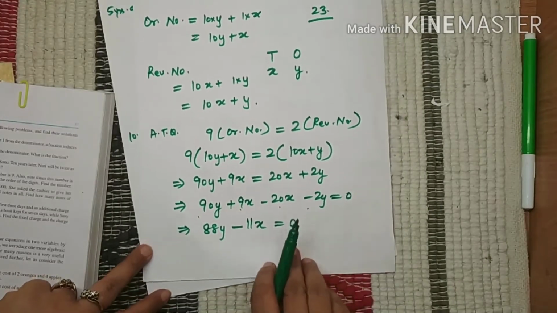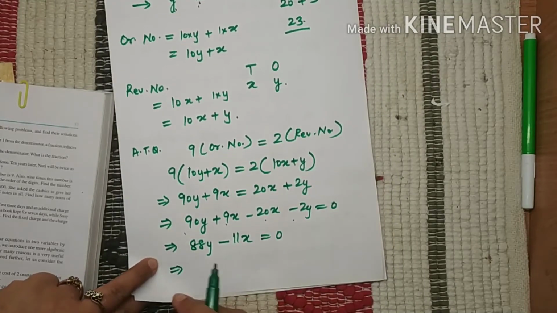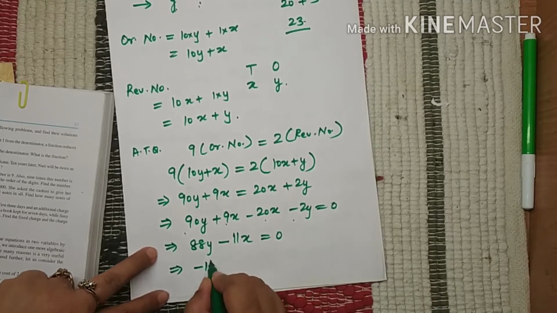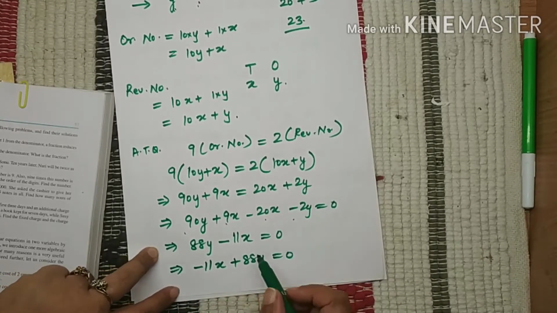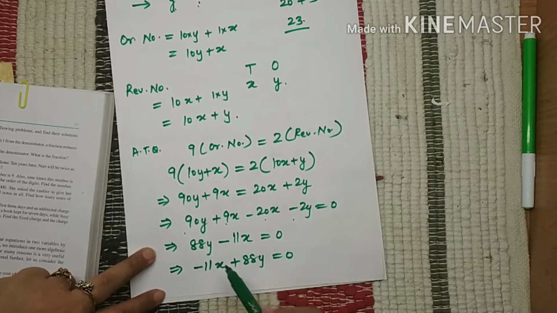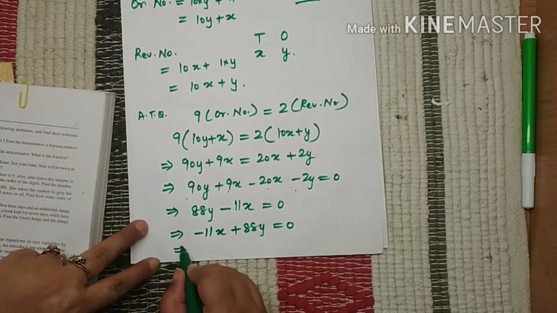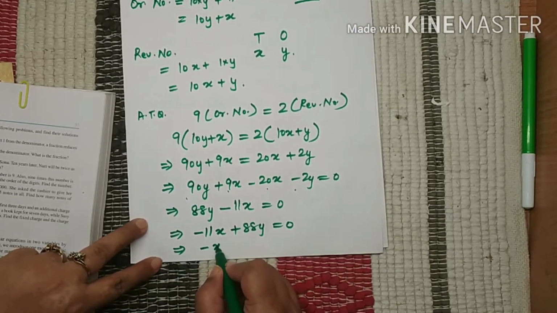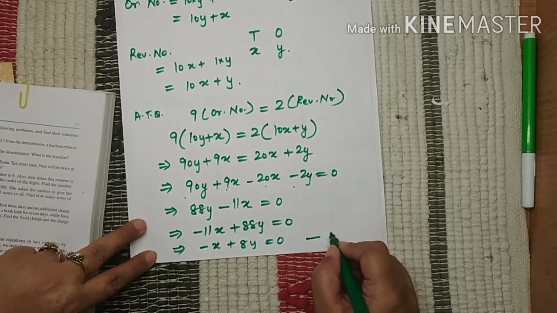Now we are in the habit of writing the terms of x at the first place and the terms of y at the second place, so let me write accordingly. I brought the term containing variable x at the first place and the term containing variable y at the second place. So minus 11x plus 88y equal to 0. I can take 11 common. So minus x plus 8y equal to 0. This is my second equation.